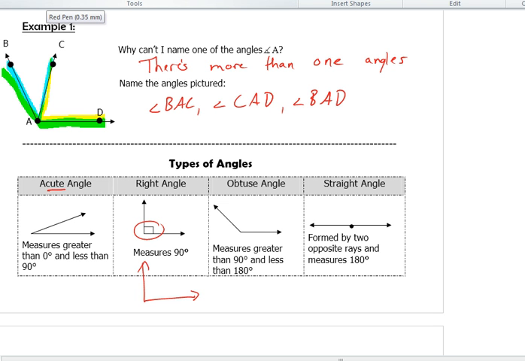Obtuse angle. Think about the word obtuse. As it comes out, it sounds like it's big, something bigger than acute. It's bigger than 90, and it's less than 180. And you have a straight angle, two opposite rays. Pretty simple. It's a straight line. An easy way to remember this is you're walking one way and you want to turn around and go the other way. You're doing a 180. For those of you that are into sports like me, with wakeboarding or skateboarding, you would think of a 180 as a half turn. You'd go back and turn the other way.